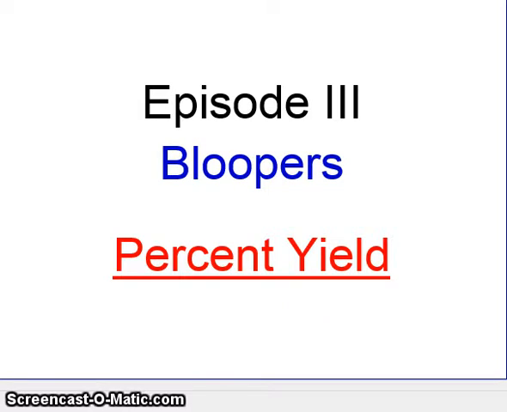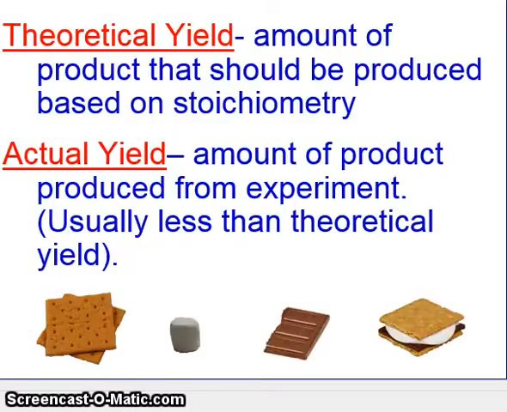Let's go ahead and define our terms. Theoretical yield and actual yield. Theoretical yield is the amount of product that should be formed based on stoichiometry, whereas actual yield is the amount of product produced from experiment. And this is usually less than the theoretical yield.